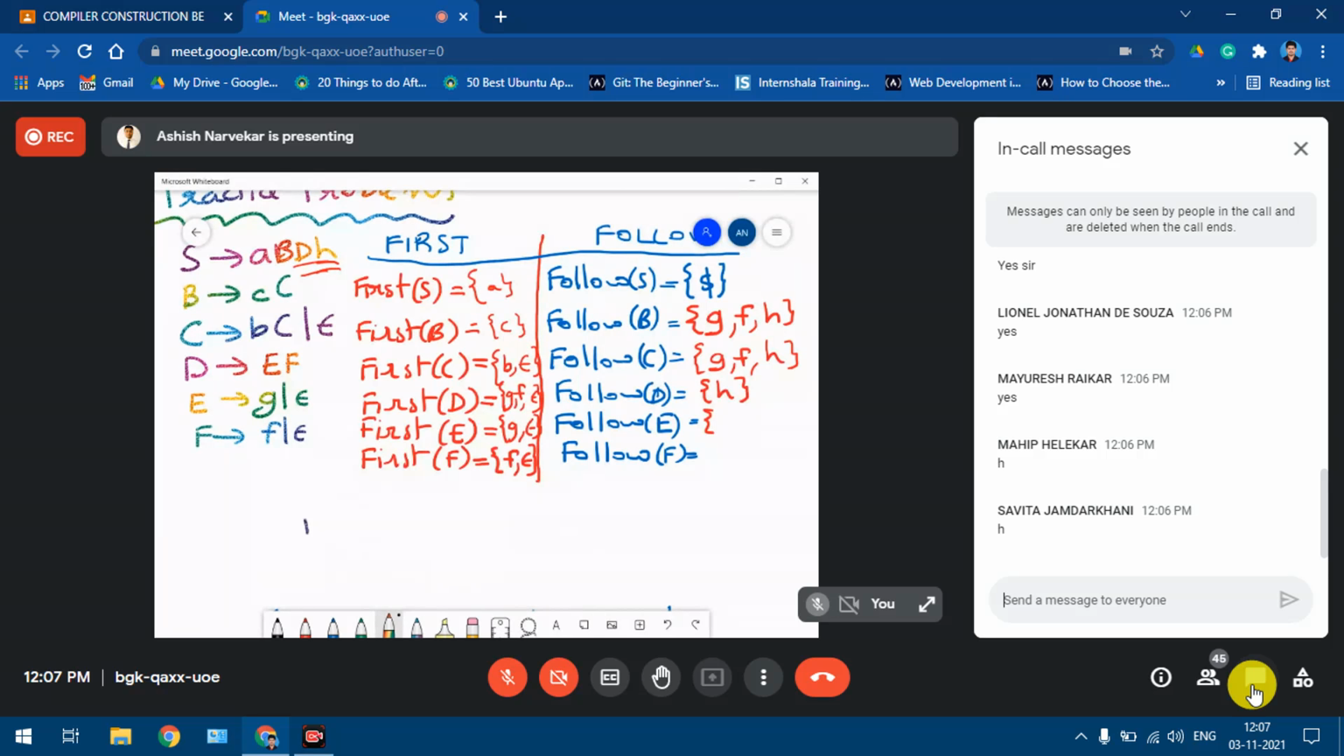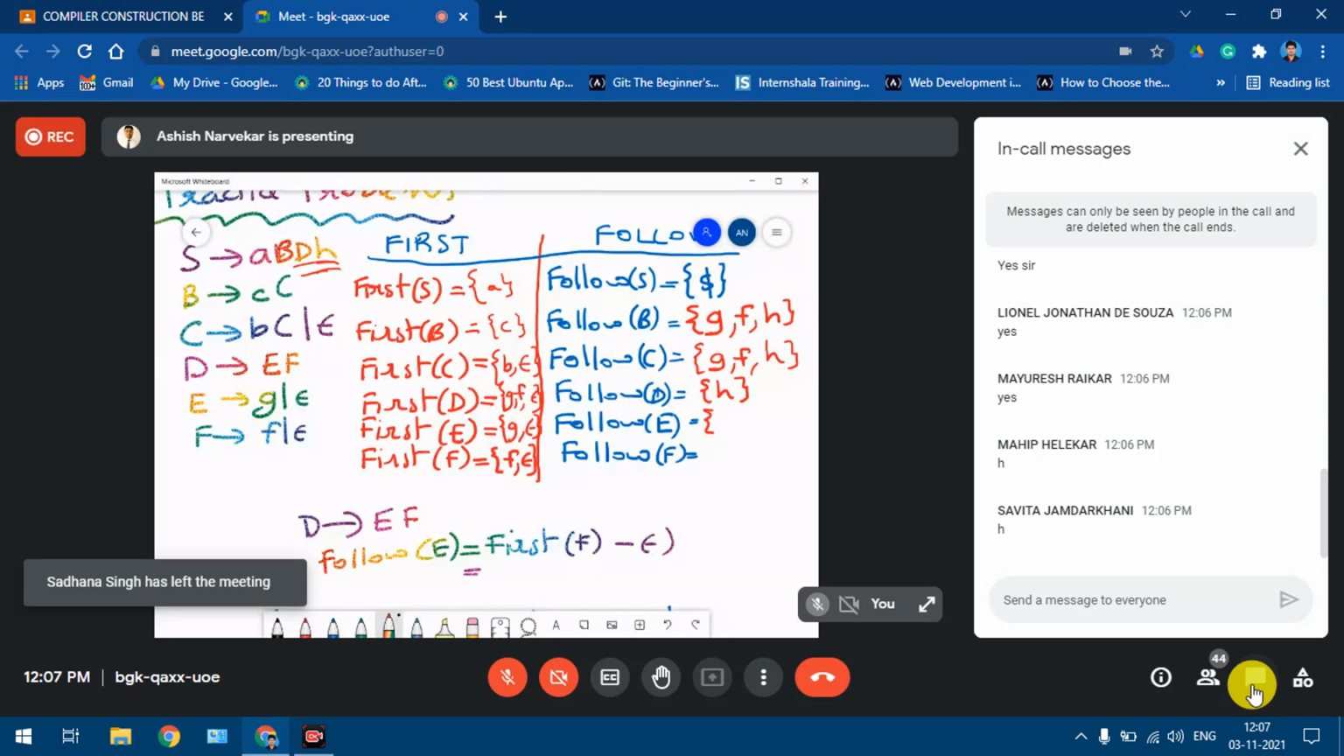So we have to find the follow of E, for which we have to consider this production. D derives E F. So the follow of E will be equal to first of F minus epsilon. First of F is just having one thing, that is F, right, and epsilon.